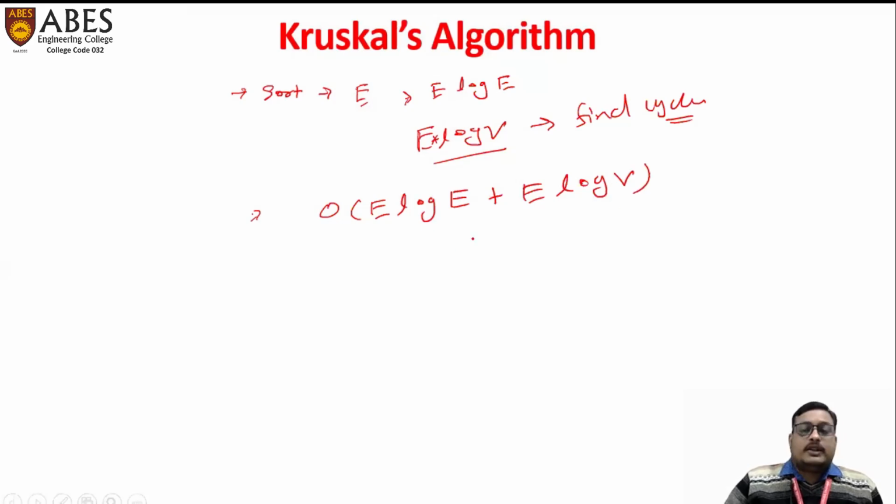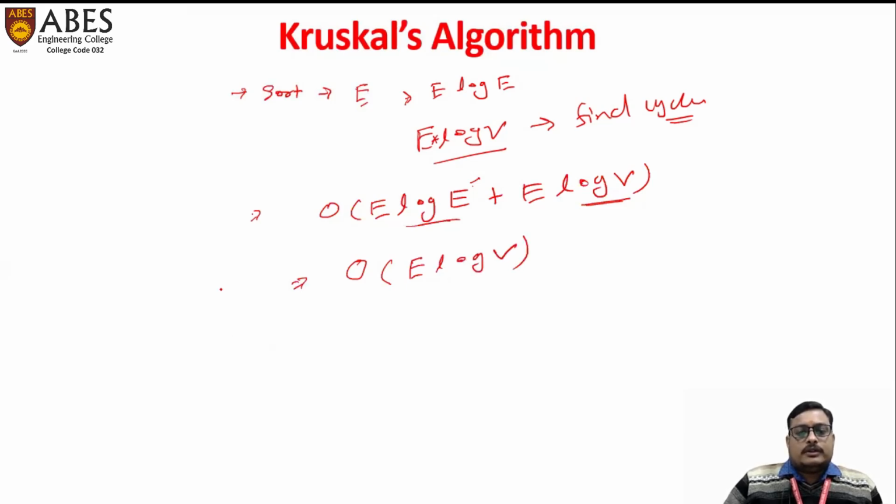Basically, we can see here log v and log e. The maximum number of edges can be v square, so this factor is not significant. We can say log e and log v are the same. So we can say the running time complexity of the Kruskal algorithm will be e log v.